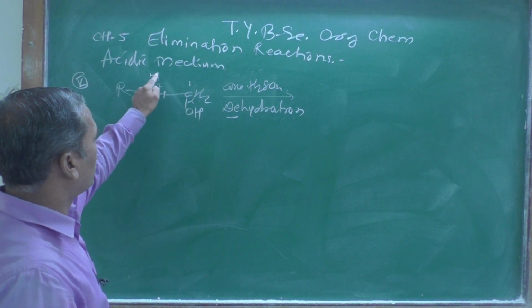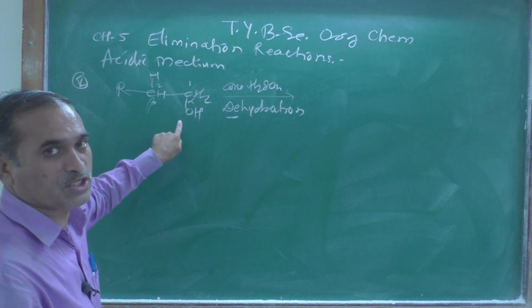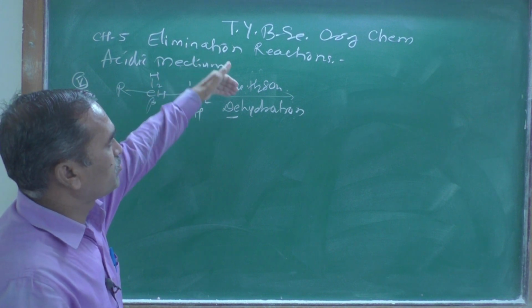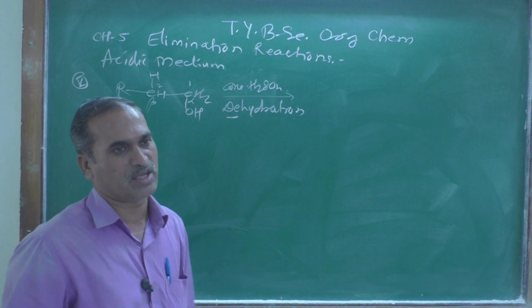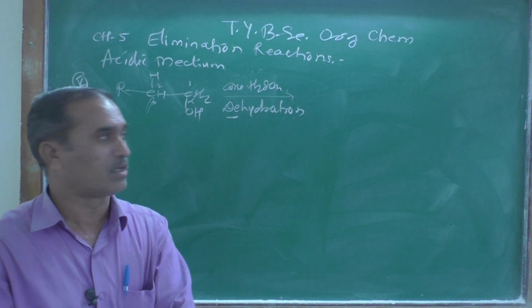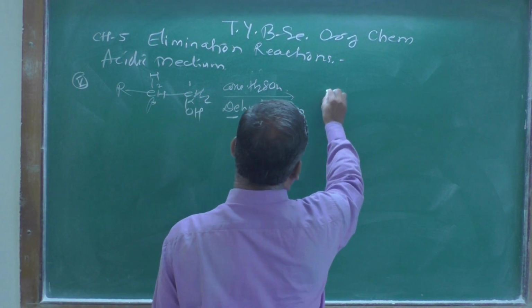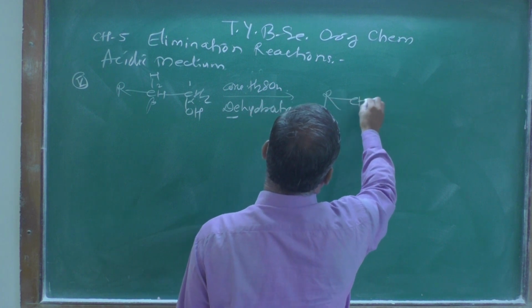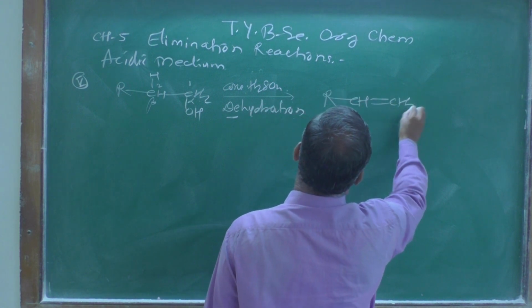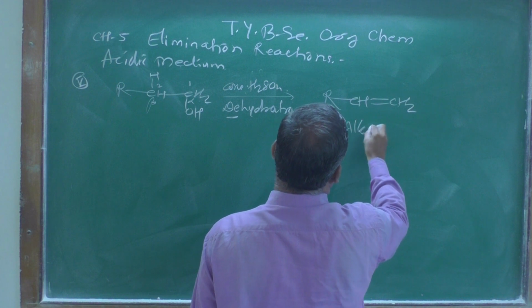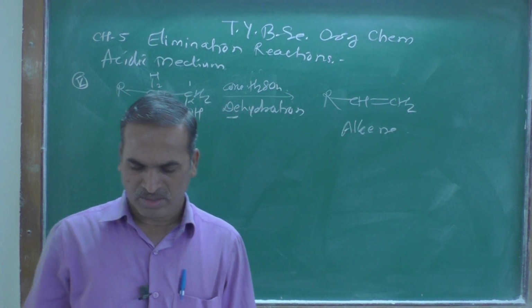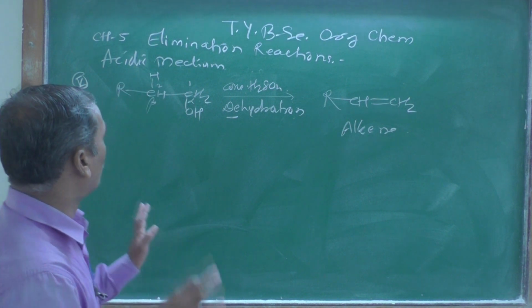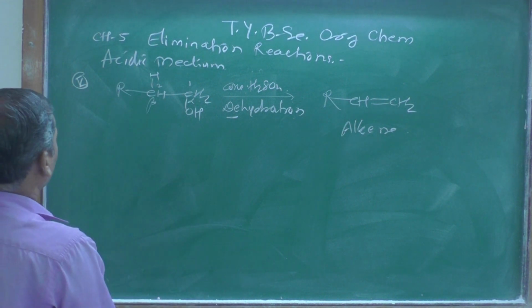So there is one hydrogen atom from here and OH from here, and as we know, concentrated H2SO4 is a very good dehydrating agent. It removes the water, and we are going to get RCH double bond CH2. We get an alkene formation, right? Remember this one. Only one reaction is in acidic condition.